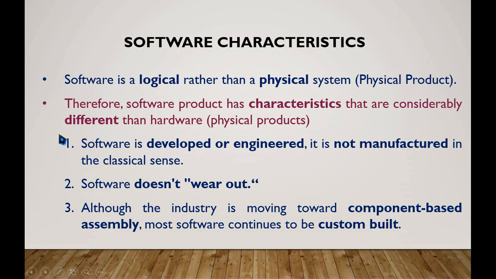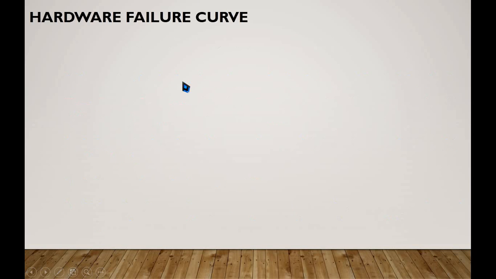Third, although the industry is moving towards component-based assembly, most software continues to be custom built. So we all use custom built software. So these are the characteristics of software.